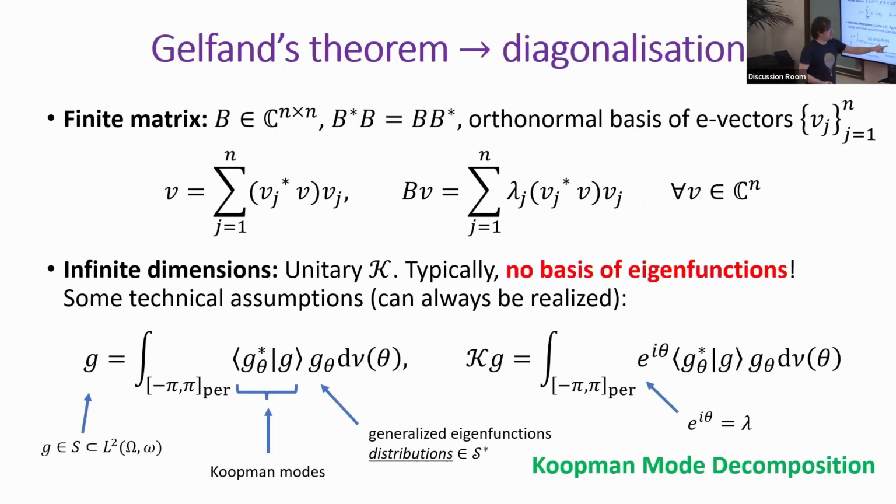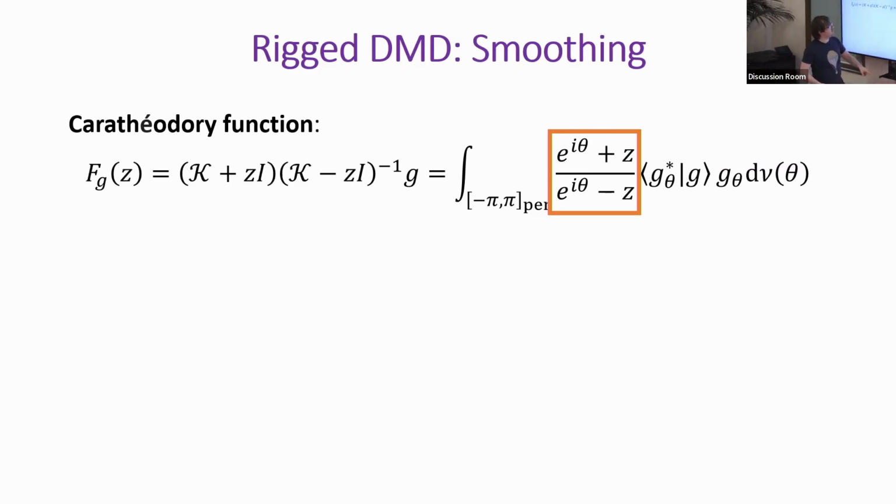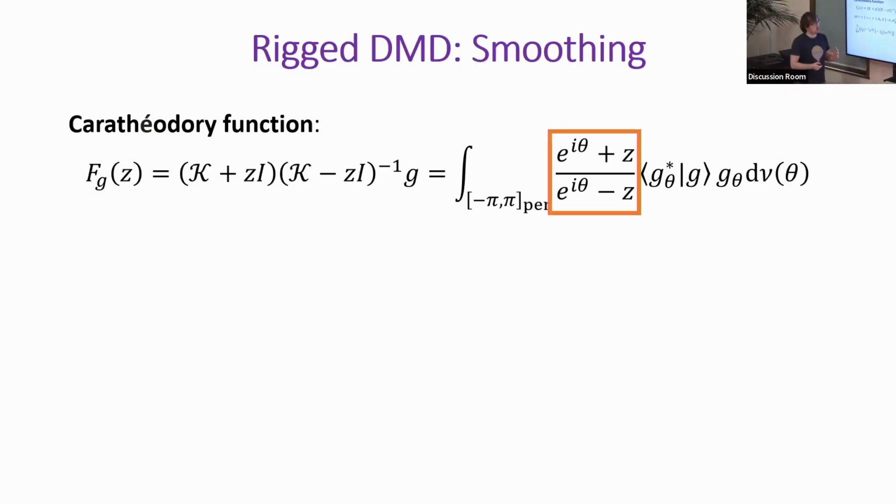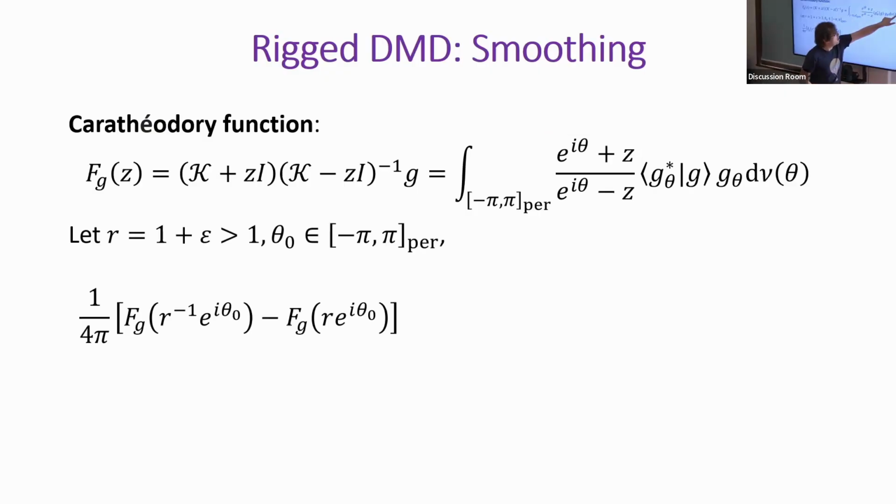If you take this expansion here, you're thinking of this as a scalar. The Koopman operator is a scalar. This is a rational function. You get this times this. And now it just becomes harmonic analysis. If I take r, my radius outside of the unit disk, so 1 plus epsilon, and some angle where I want to compute this generalized eigenfunction, remember, I've got an integral over the whole spectrum. So I've picked an angle at which I want to probe this generalized eigenfunction.